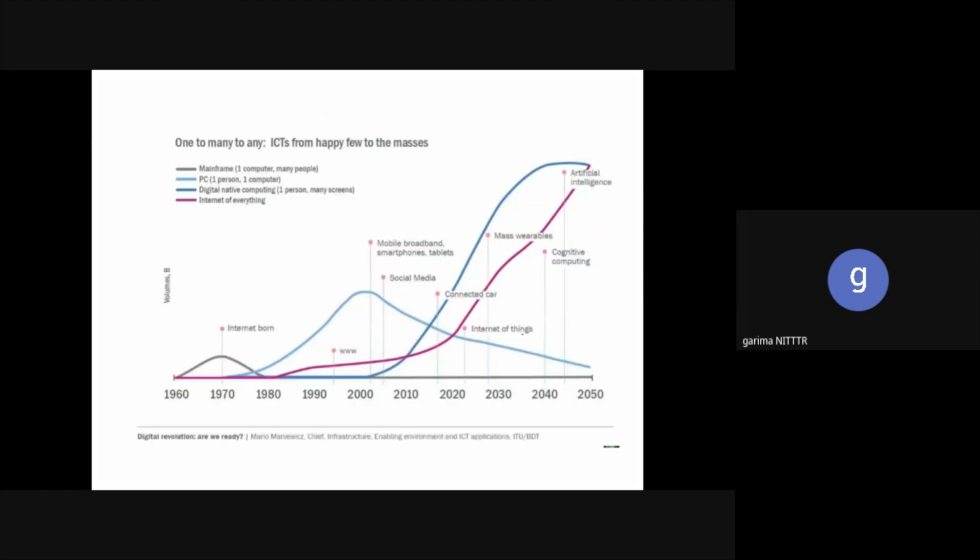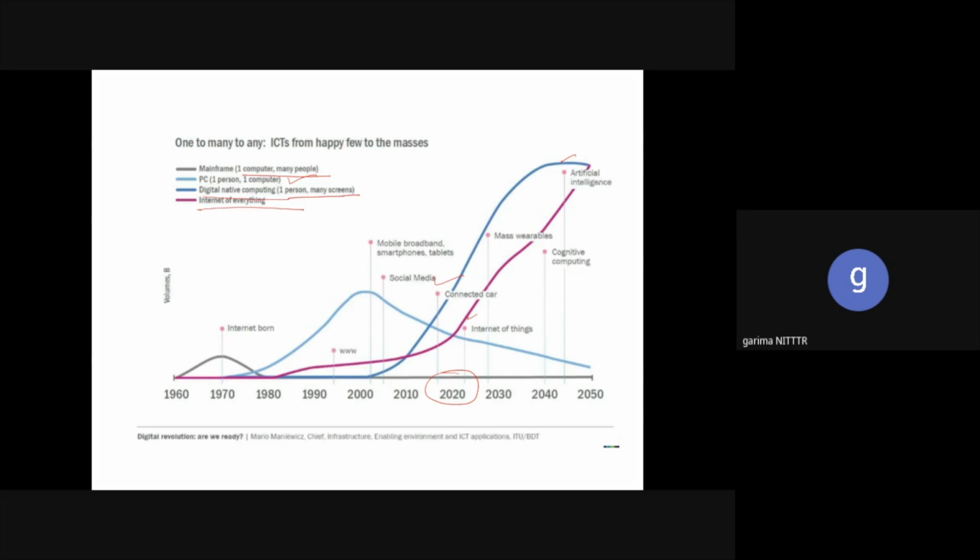Similarly, by the year 2050, we are expecting connected cars, then full implementation of Internet of Things, and by 2050, the utilization of different applications. So you can see that there was a range where there was one computer and many people. Then a range came where there was one person, one computer, and finally a range came into the picture where digital native computing, one person with many screens, and finally Internet of everything.